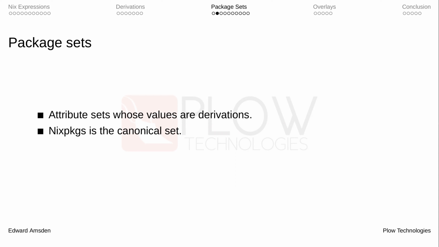So what is the package set getting us that we couldn't just say, well, why don't we just have a giant derivation that's like the one thing? You know, what is the package? It's kind of a silly question.